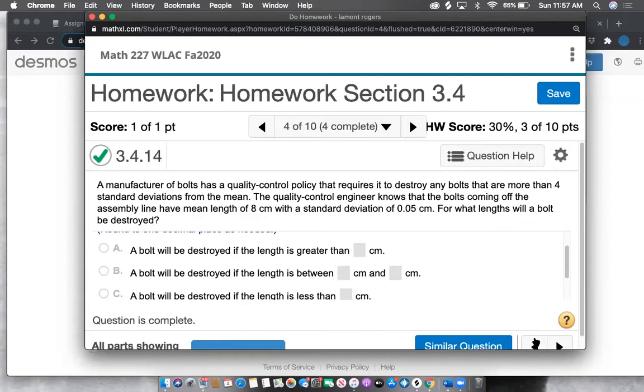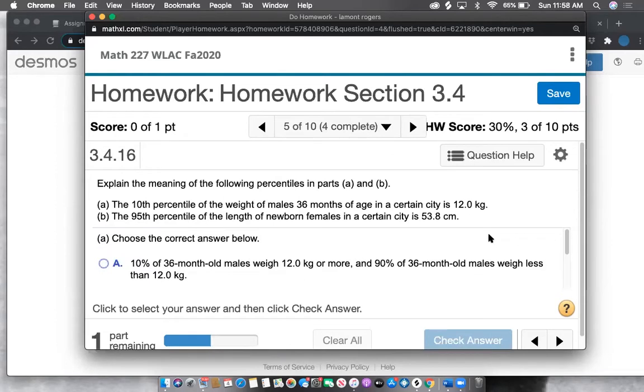Got you. Yeah, it's another one. You want to try this one? Explain the meaning of the following percentiles in parts A and B. A, the 10th percentile of the weight of males 36 months of age in a certain city is 12.0 kg. B, the 95th percentile of the length of newborn females in a certain city is 53.8 centimeters. Choose the correct answer below.